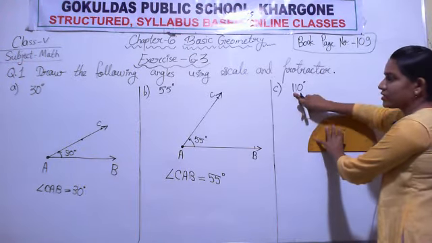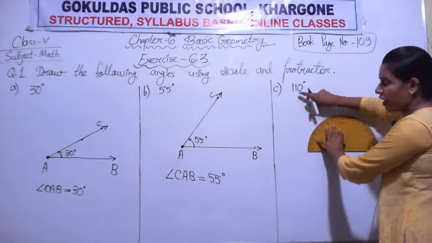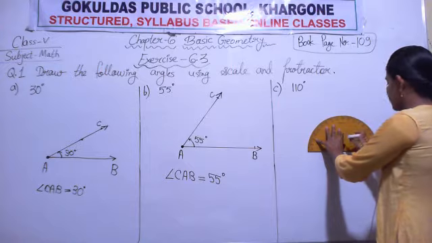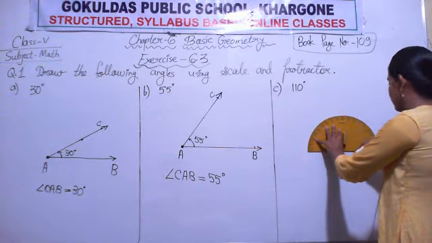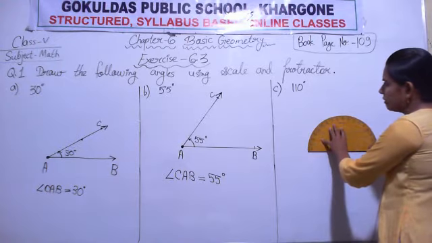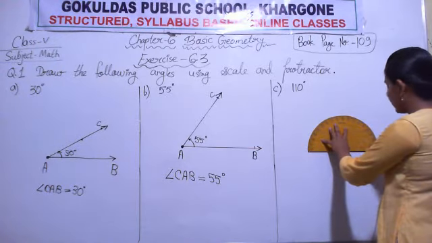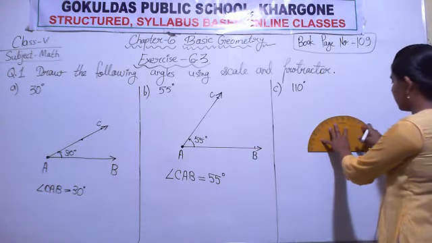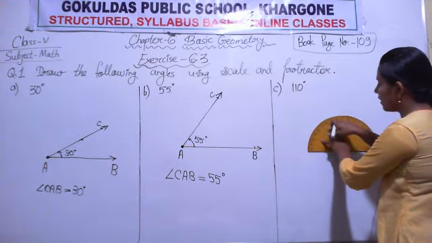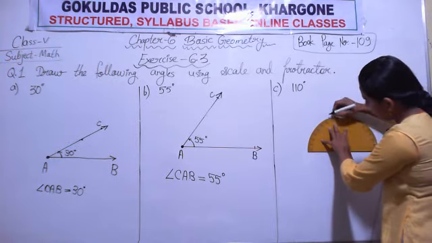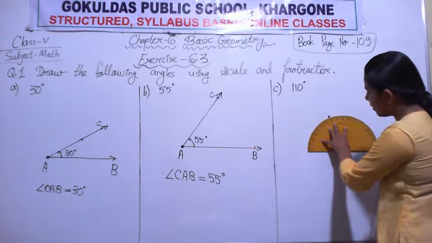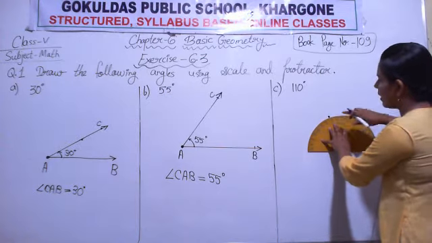Now how much angle? 110 degree. Now observe the inner scale of the protractor. Where is 110 degree located? 0, 10, 20, 30, 40, 50, 60, 70, 80, 90, 100, 110 degree. Here at this point. So mark the point with the help of a pencil. Mark a point here. It is showing 110 degree.